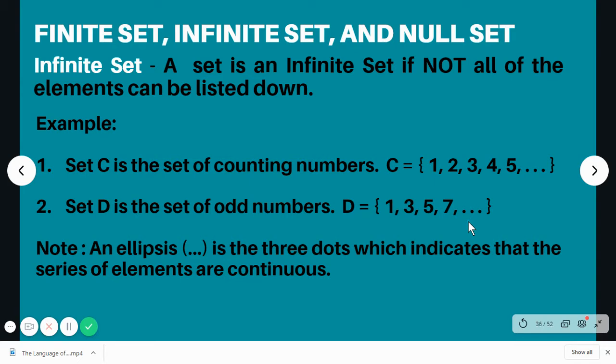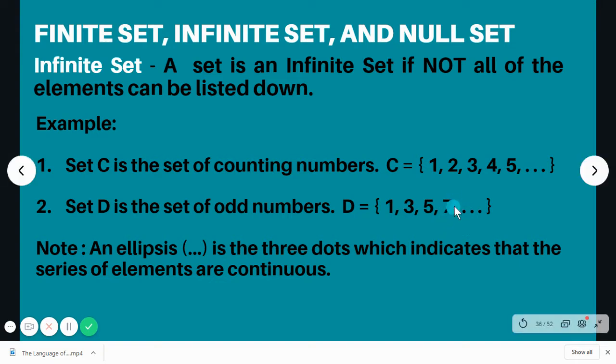Anong ibig sabihin ng tatlong tuldok sa dulo? Ang ibig sabihin or ang tawag dyan ay ellipsis. When we say ellipsis, it is the three dots which indicates that the series of elements are continuous. So ibig sabihin, yung ellipsis na yan or yung tatlong tuldok na yan, ang nagsasabi na hindi dyan nagtatapos ang element ng set na iyon.